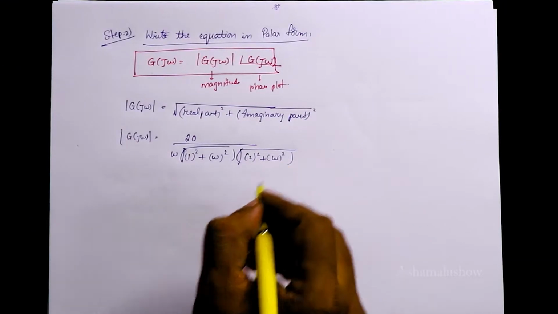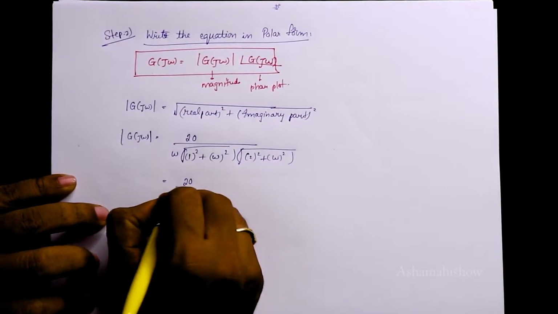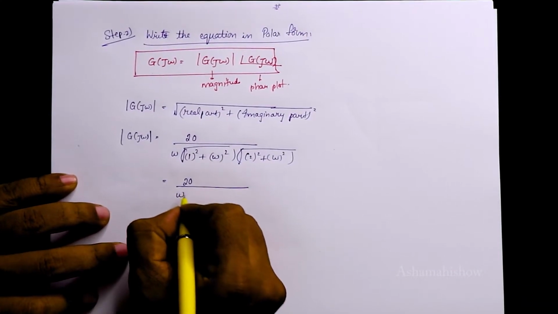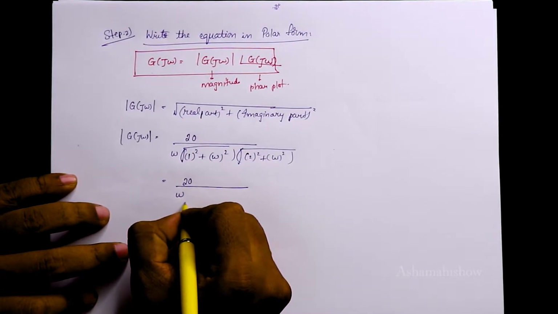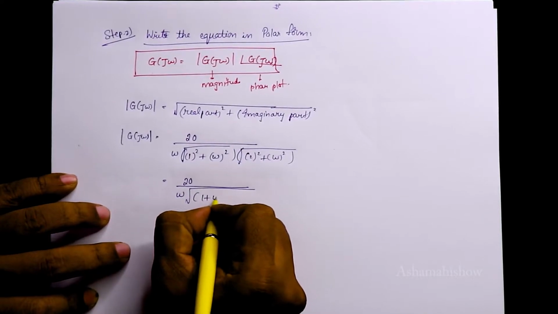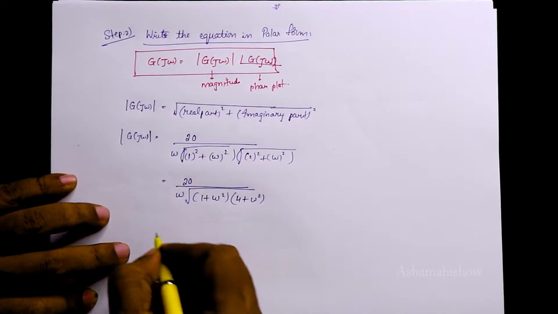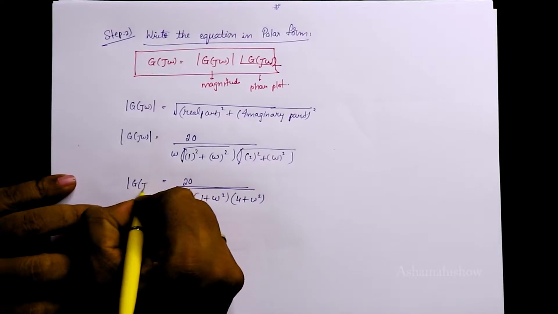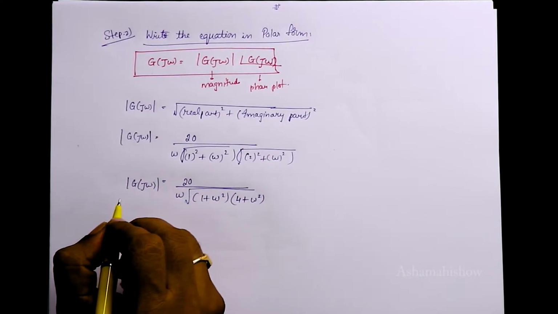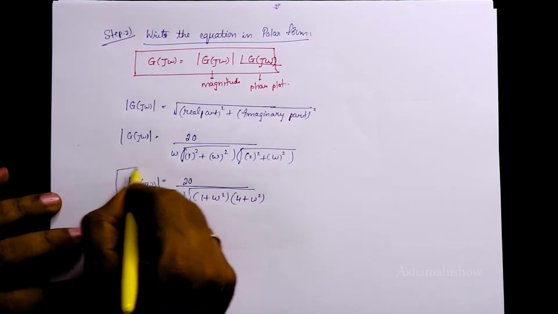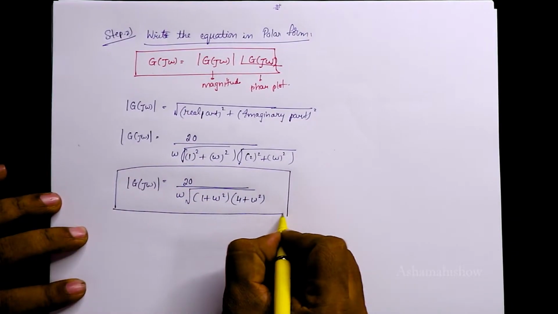Now let us solve this. This is 20 by ω into the whole root over (1 + ω²)(4 + ω²). So this is the modulus of G(jω). We got the magnitude for this one.